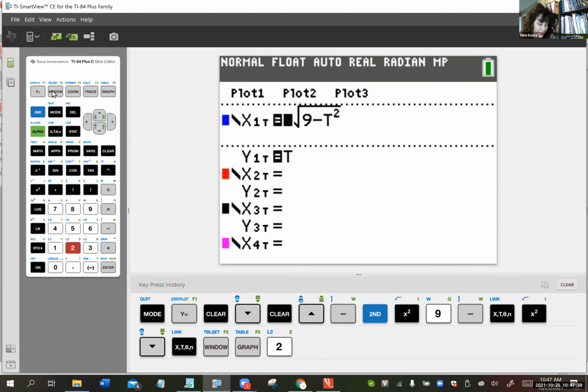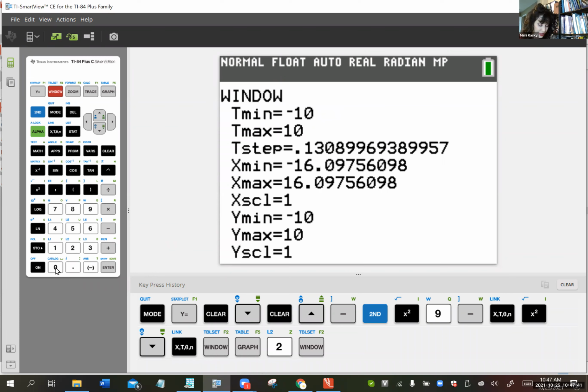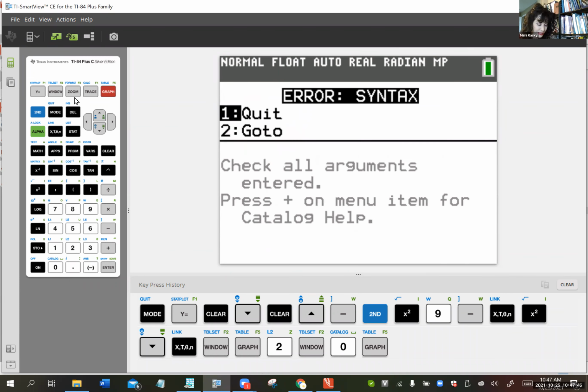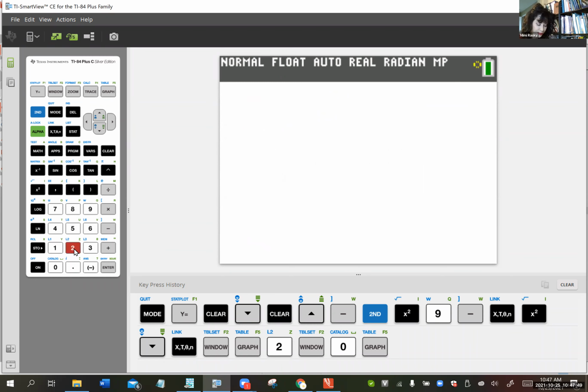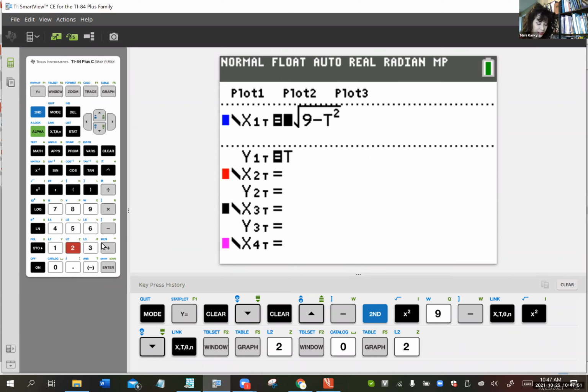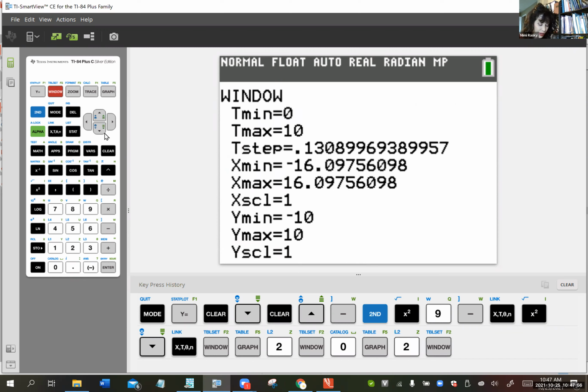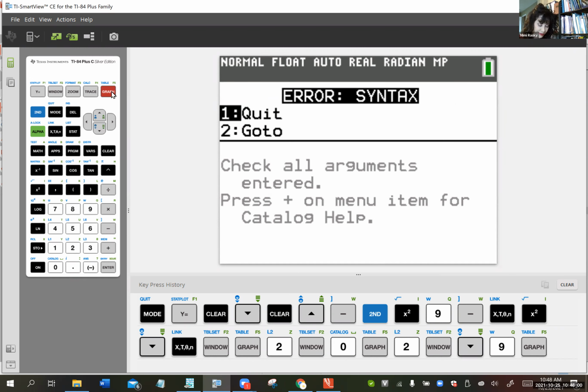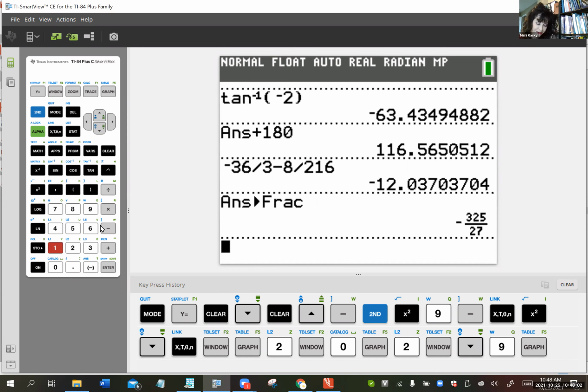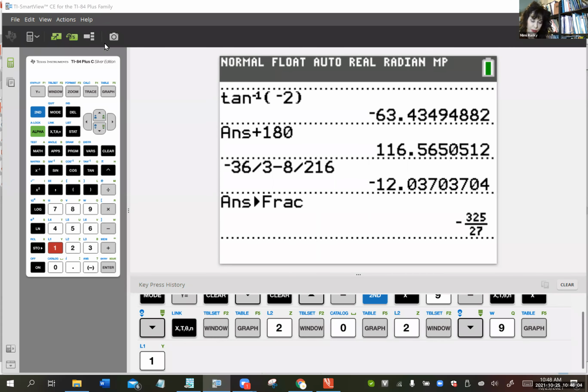Okay, so let's go to our window. Let's go T min 0 and T max 10. Let's see what happens now. No, still doesn't like me. Okay, I have to stop at 9 because if I put in a 10, I get a square root of a negative number. Wow, this thing is really picky. All right, let's see if it likes it now. Nope. Wait, what? What am I doing wrong?